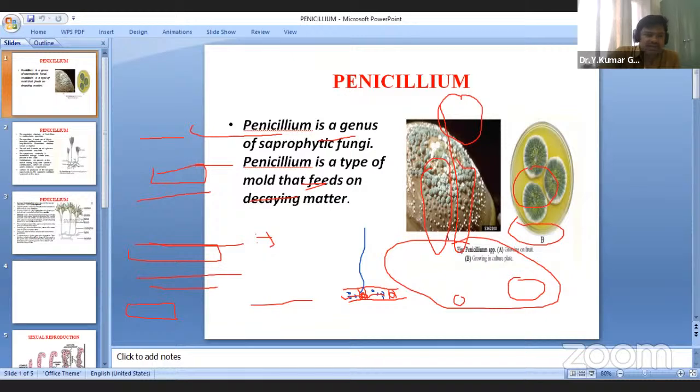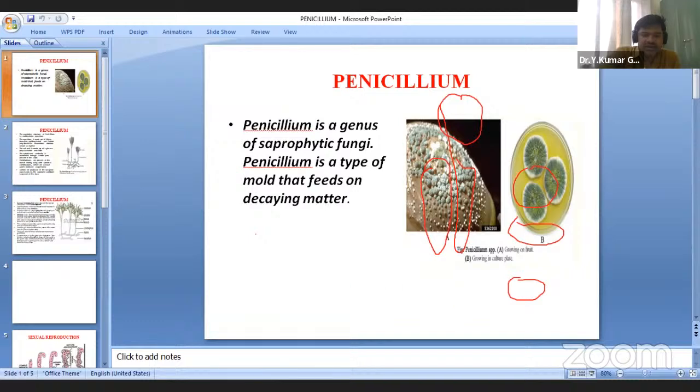Now let's discuss asexual reproduction. Asexual reproduction takes place by conidia formation. I already told you. And this conidia developed on conidia, right.